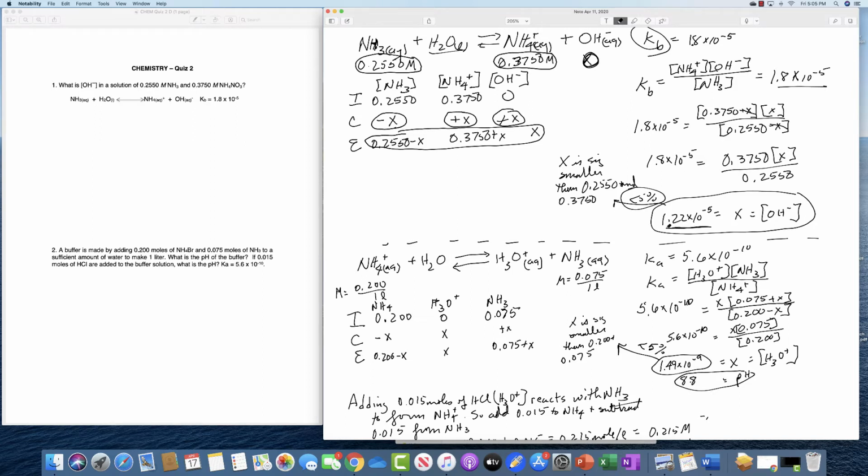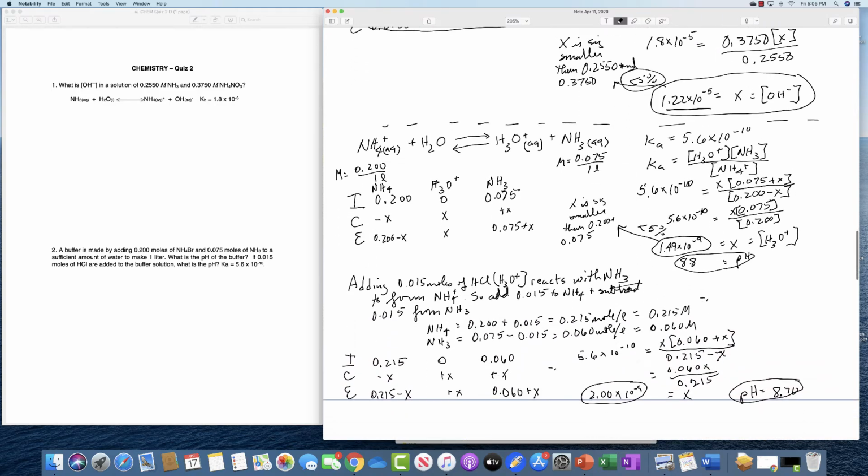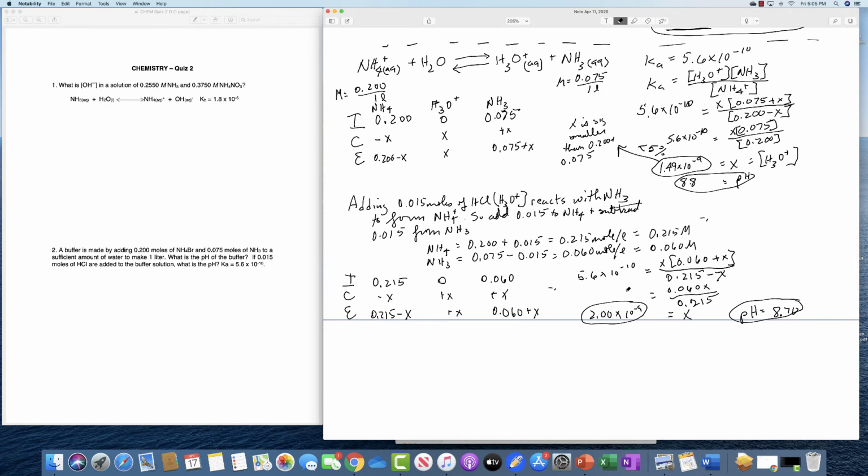So here's the answer to the first problem: 1.22 times 10 to the minus 5. And if you went ahead and calculated the pOH, it would be 4.9, but I didn't ask for that. Now let's move on to the second problem.